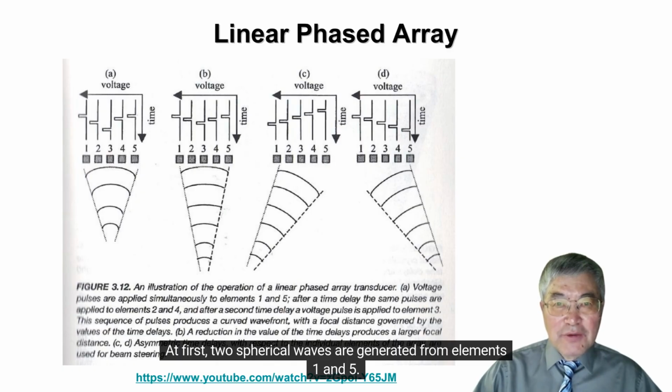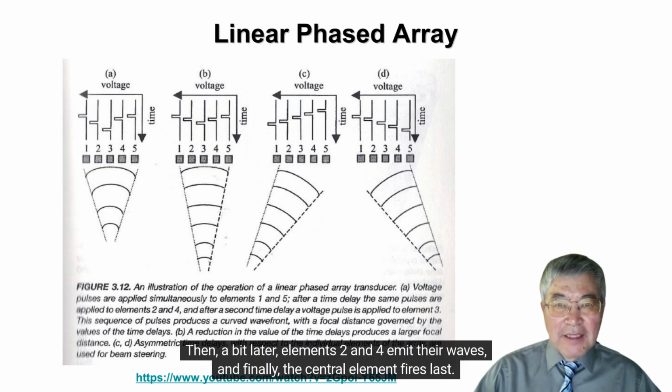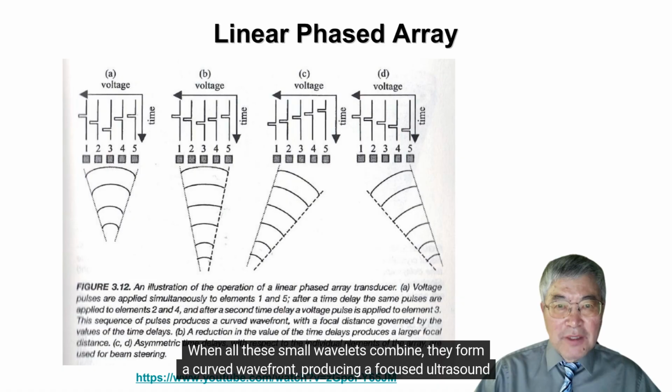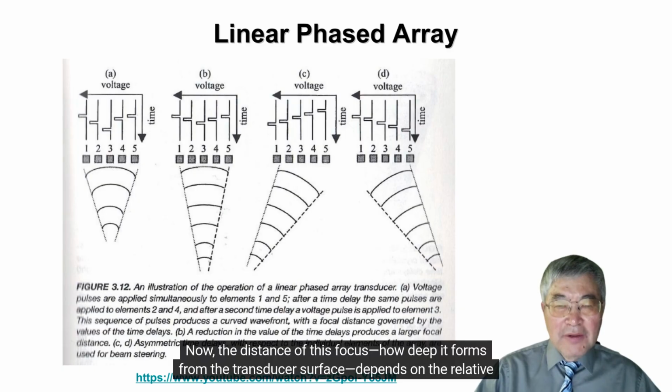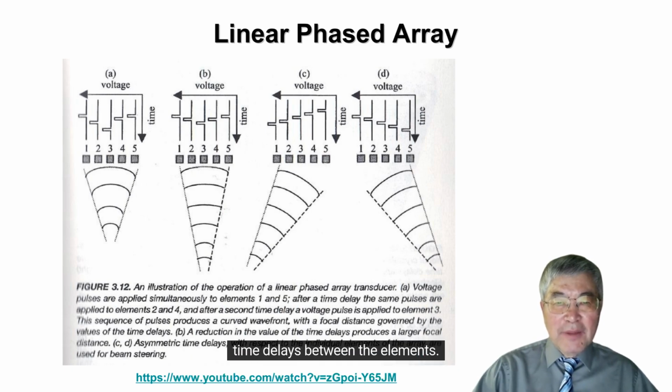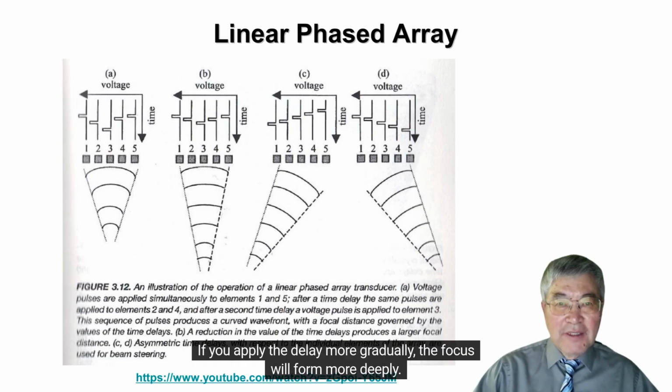At first, two spherical waves are generated from elements 1 and 5. Then, a bit later, elements 2 and 4 emit their waves, and finally, the central element fires last. When all these small wavelets combine, they form a curved wavefront, producing a focused ultrasound field downward with the focal spot located here. Now, the distance of this focus, how deep it forms from the transducer surface, depends on the relative time delays between the elements. If you apply the delay more gradually, the focus will form more deeply.